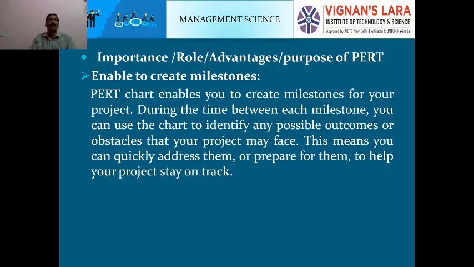That means there are three types of time analysis taken by PERT. That is optimistic time, most likely time, and pessimistic time. On the basis of these three components, the various milestones are fixed by PERT. That is, the PERT chart enables you to create milestones. Milestones means various parts of each project.